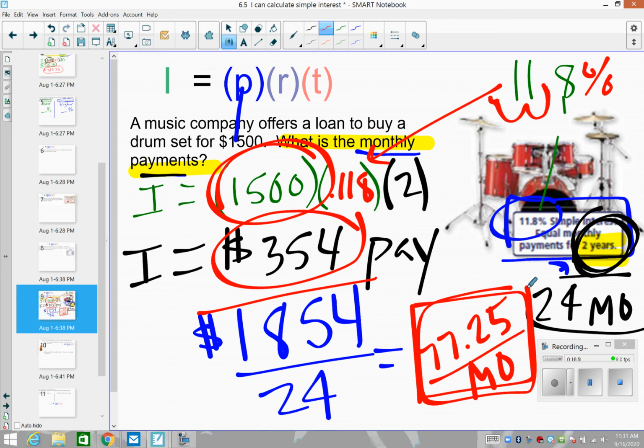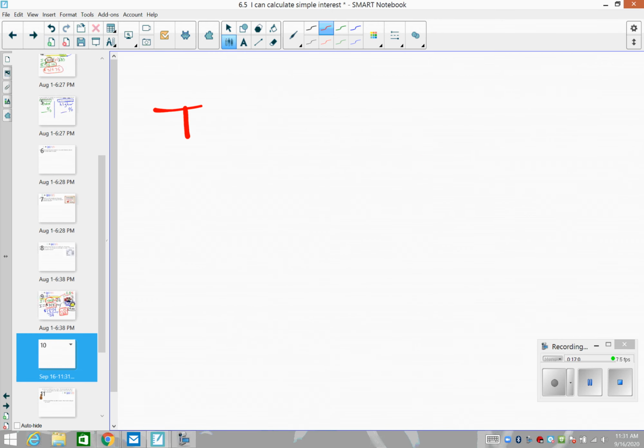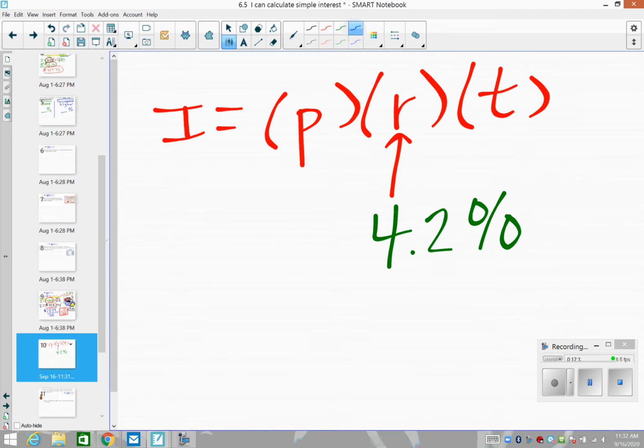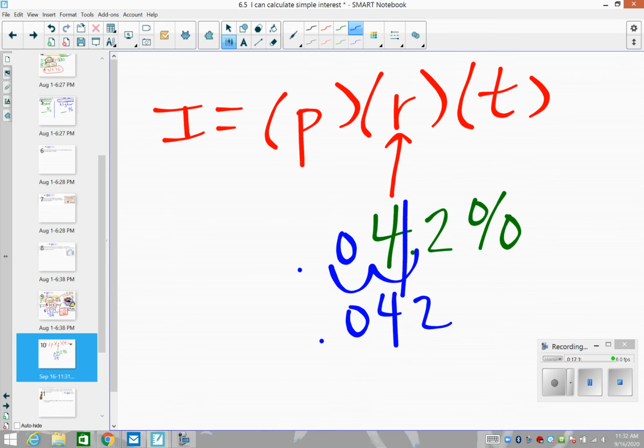All right, so our summary for today's work is that interest is measured by principal times the rate times the time. Reminder that the rate has to be a decimal. To get the decimal, if it was 4.2%, you have to turn that into a decimal. So that becomes 0.042 that we're going to put in for the rate.